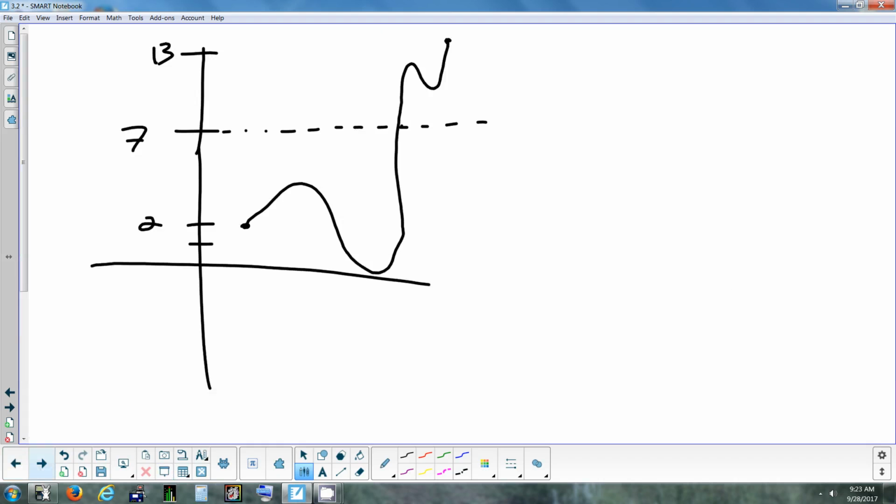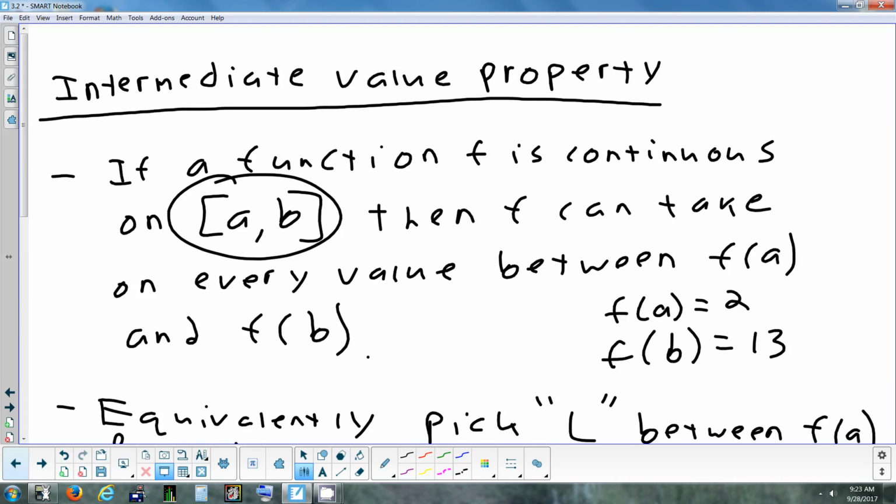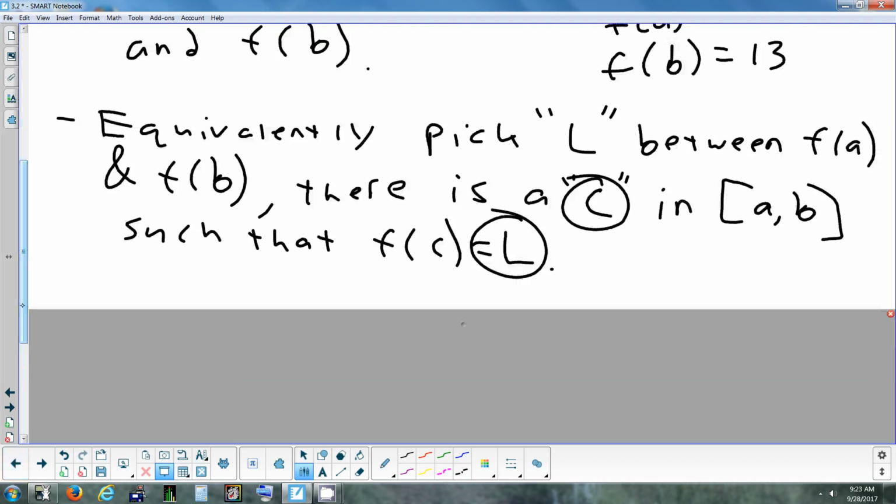Okay. So like let's say you picked 7. Okay. So it looks like I crossed 7 right there. So maybe that's an x value of 6. So you pick any number you want between f of A and f of B, between 2 and 13. And I guarantee there's an x value you could plug in to give you the number that you picked.